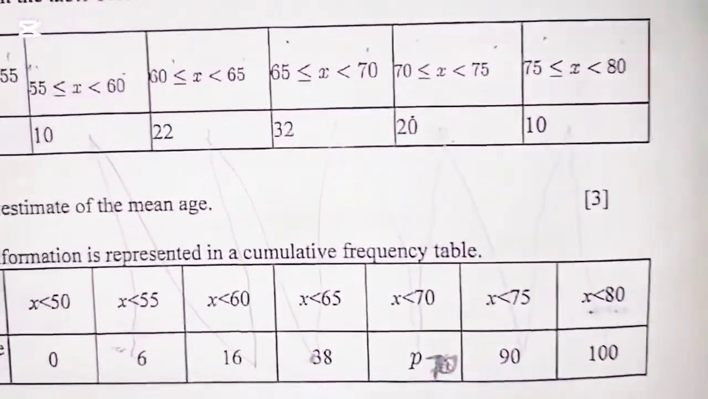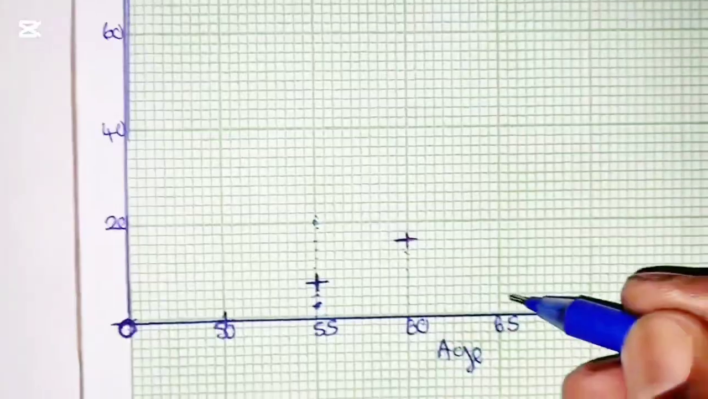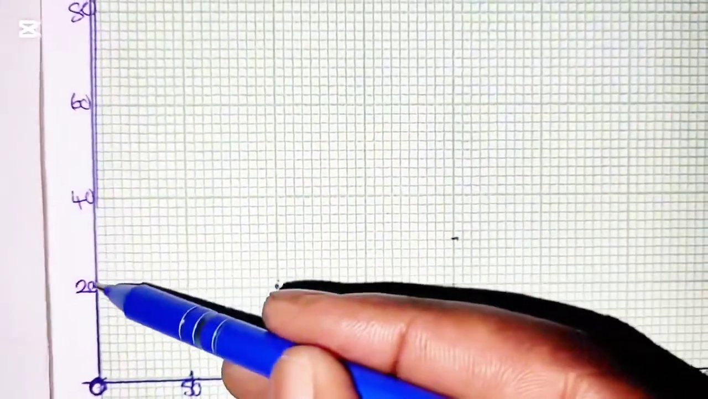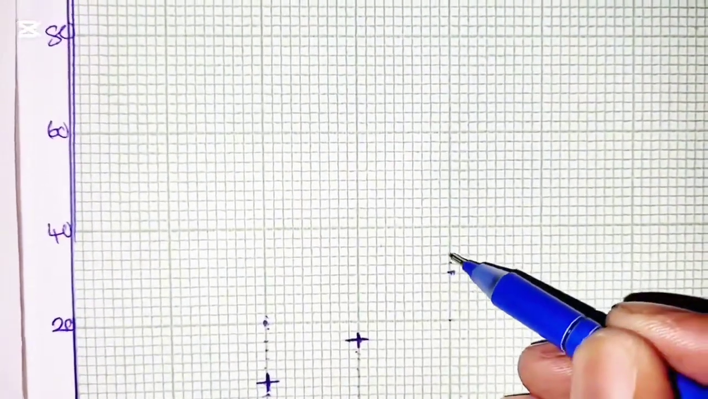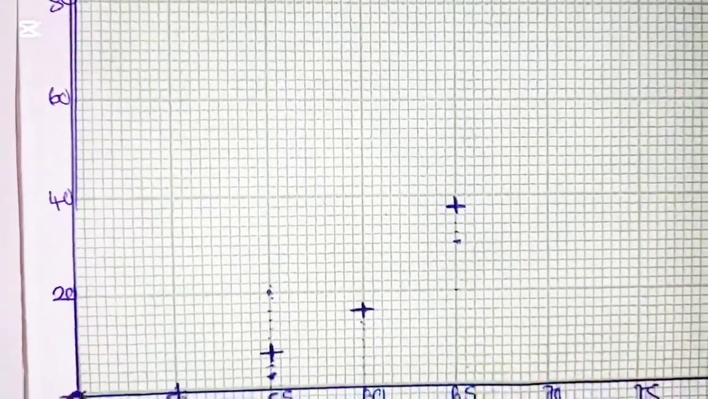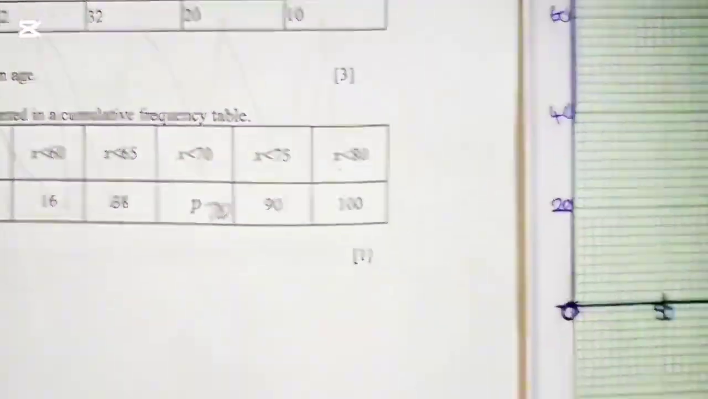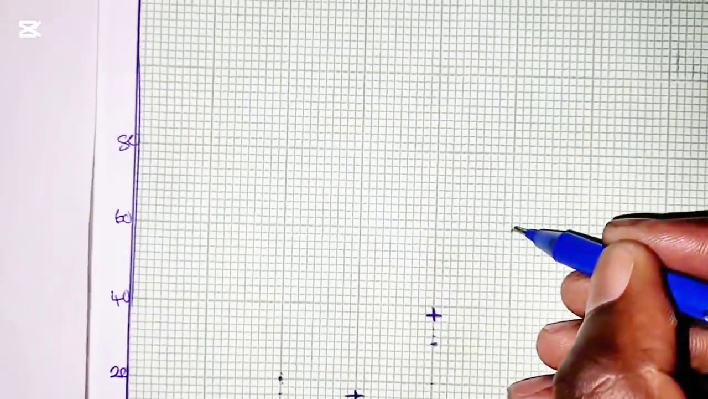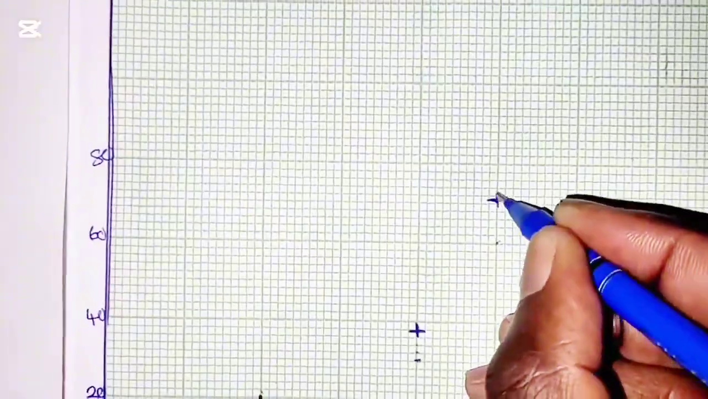Then another one is 65 and 38. Okay, so 65, 30 is somewhere here. It's between 20 and 40. That's where there's 30. So 32, 34, 36, 38. So 38 is right here. Then 70 and 70. Okay, so 70 and 70. 70 is between 60 and 80. So 70 is right here.